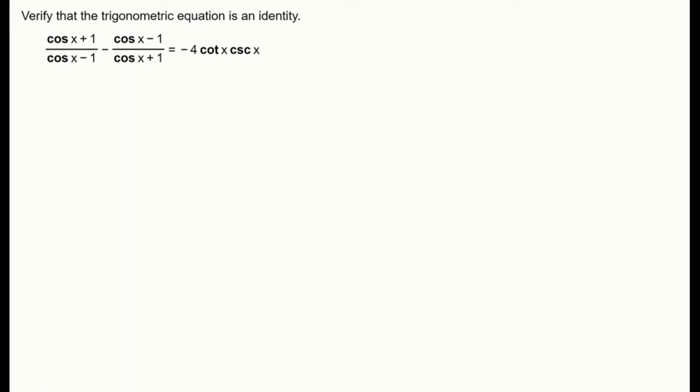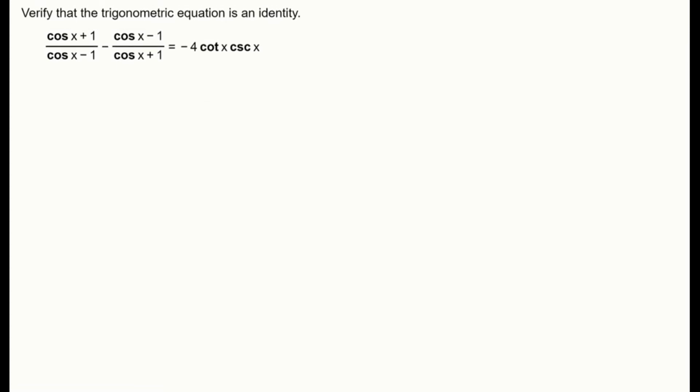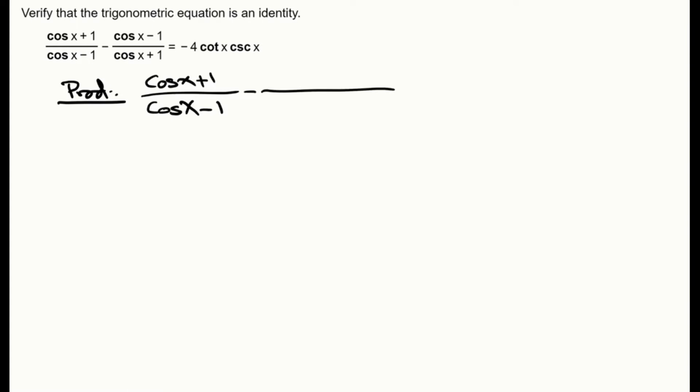Hello everyone. In this video we're going to prove this trigonometric identity. Definitely looks like there is more to work with on the left side, so we'll start on the left side and work our way to the right side. So we'll go ahead and just reproduce the left side without any modification. Minus cosine x minus 1 over cosine x plus 1.